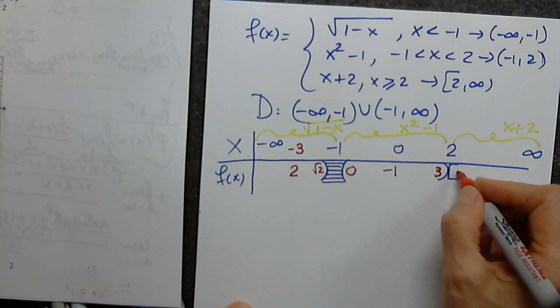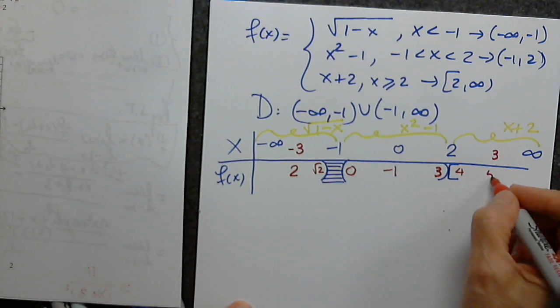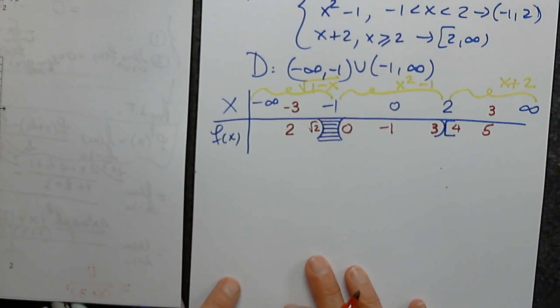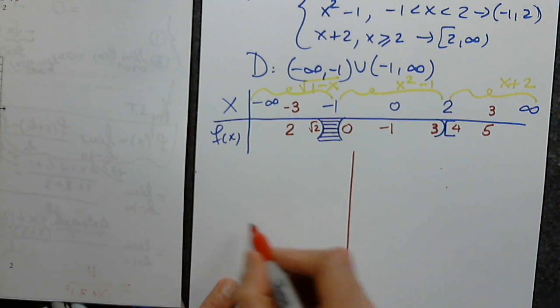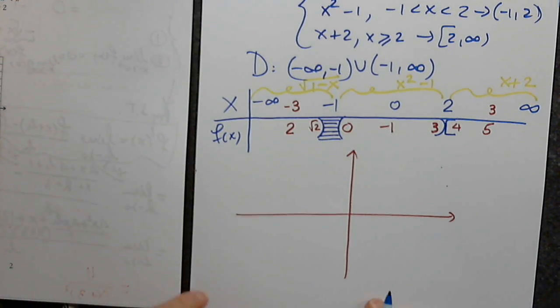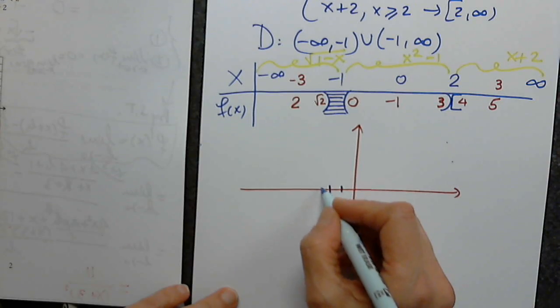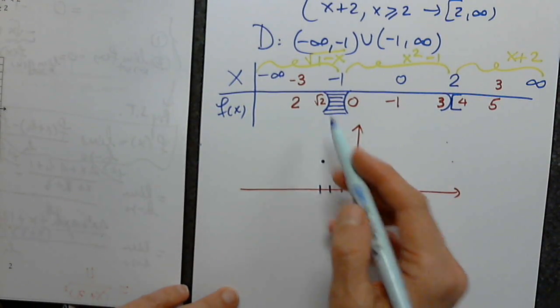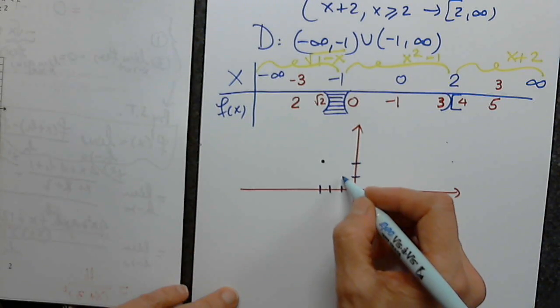And then when I plug in 2, I get 4. When I plug in 3, I get 5. So far, so good? Okay. So now I graph. And I have negative 3, comma 2, negative 1, comma 1.4.